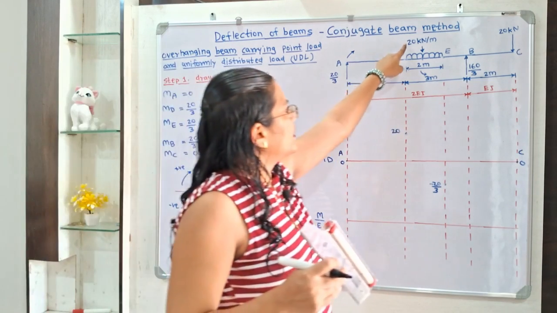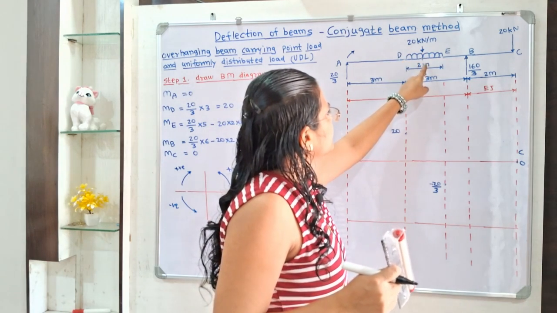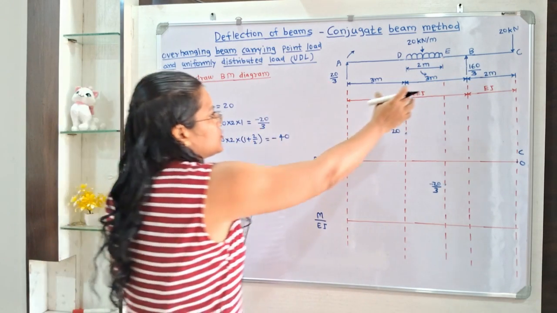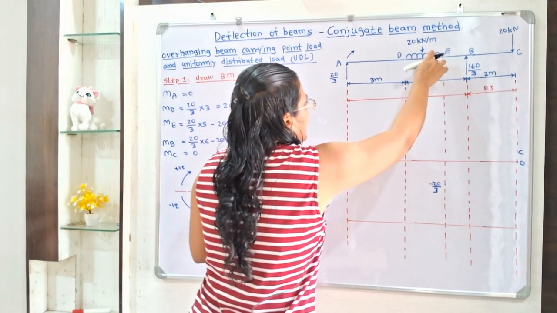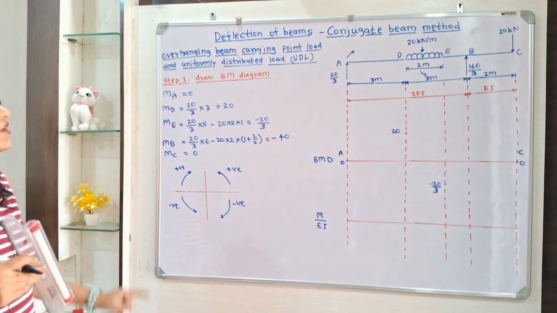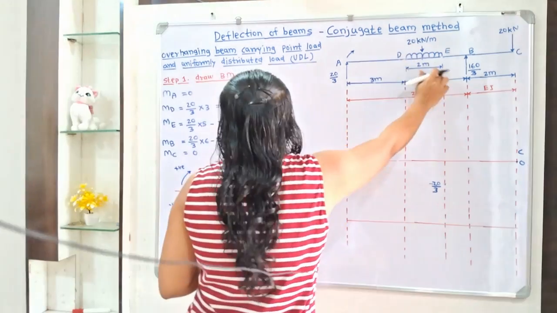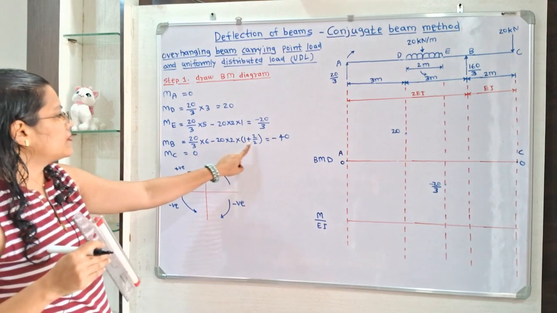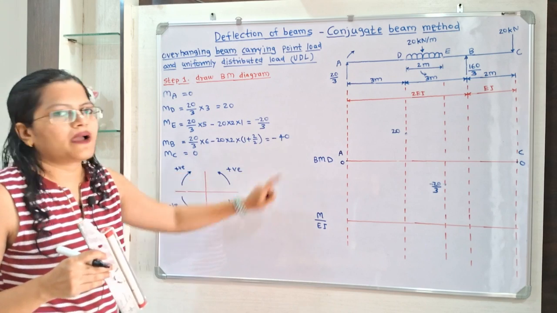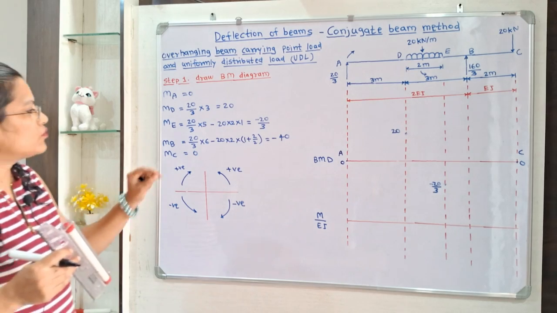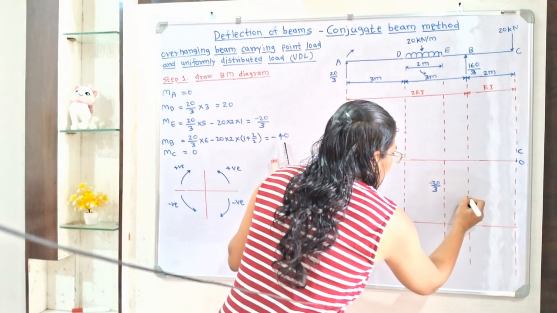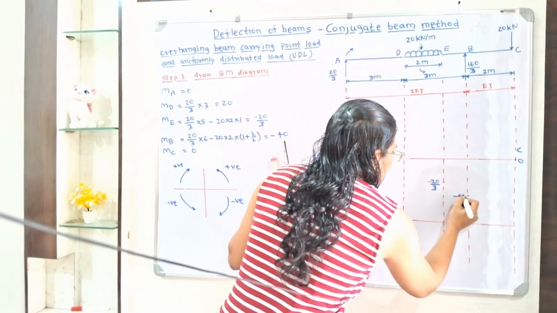Then again here 20 into 2 is 40, and the distance is this 1 plus this remaining 1, that is 2. So the total distance is 2, and here this direction is anti-clockwise, so use the negative sign. So minus 40 multiplied by 2. When we calculate this, we will get minus 40. So again we have to select this point, minus 40.